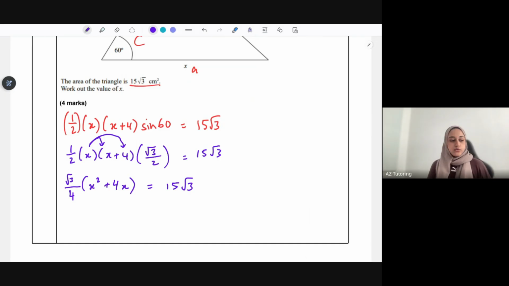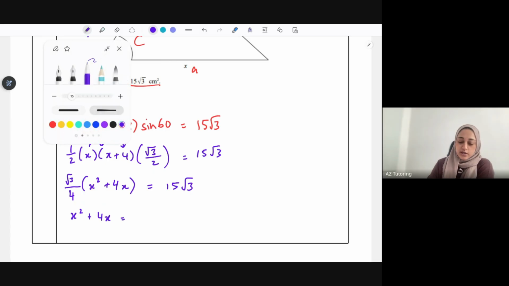So we get 15 root 3 for that one. Now I need to just get x by itself. So I'm going to get rid of this root 3 over 4. Don't expand it out like a lot of people would, that's not going to help you. So root 3 over 4, divide it to the other side. So we get x squared plus 4x.